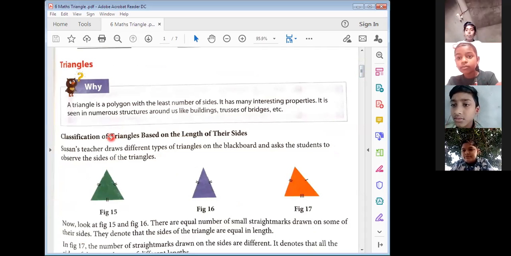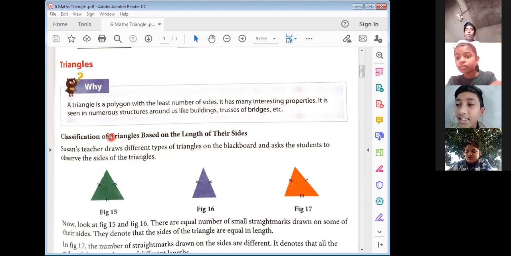3. How many vertices are there, Priya? 3. Sir, 3 vertices are there. Aviral, can you tell us what is vertex? What is vertex? Side of triangle is called vertex. What are you telling, beta? Side of triangle is called vertex.